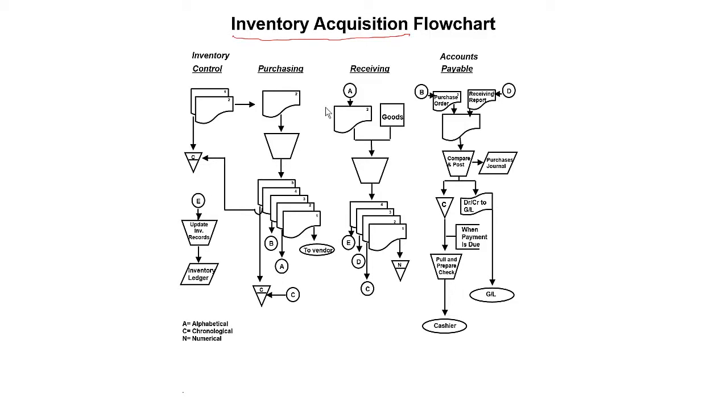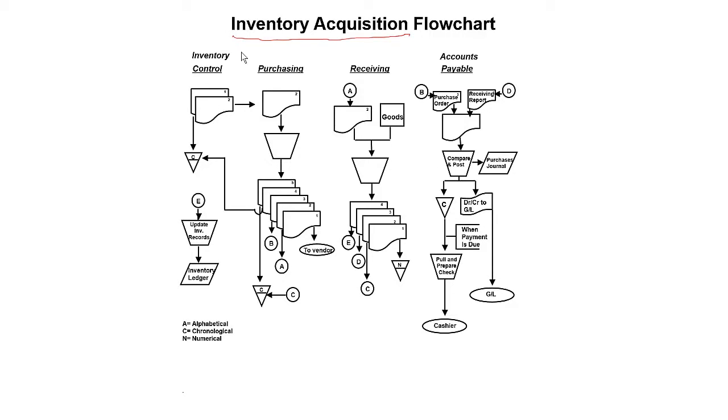A pretty basic process. We have to identify that we need inventory, we're running low. So a request is made, then that request is sent out to the supplier or vendor, right? Then the vendor sends us the items we ordered over here in receiving, and then the vendor also sends us a bill that we need to pay.